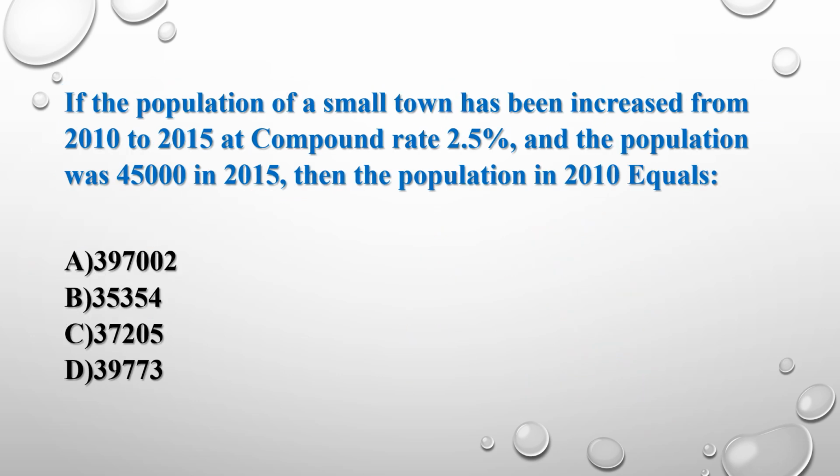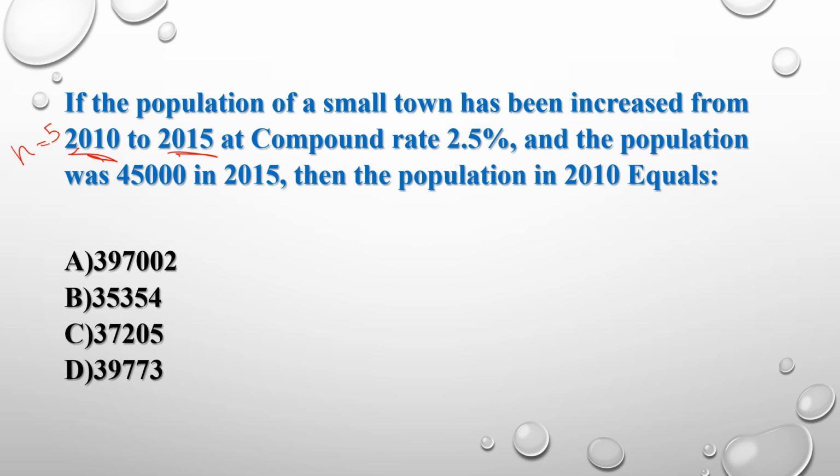Example: if the population of a small town has increased from 2010 to 2015 at a compound rate of 2.5%, and the population was 45,000 in 2015, then the population in 2010 equals? In these problems, the population in a small town increased from 2010 to 2015. So n here, or the period, equals 5. So n equals 5 years.